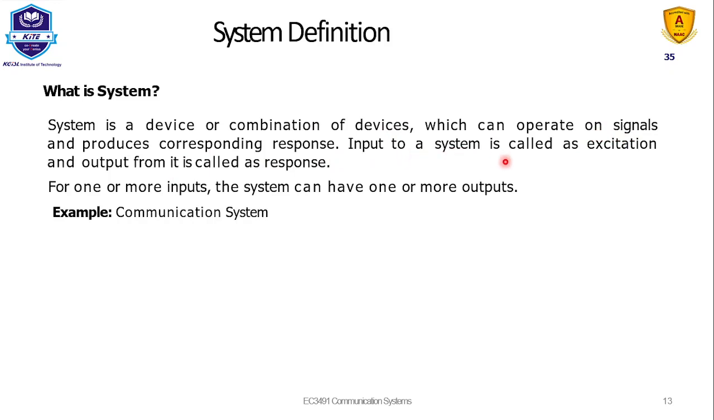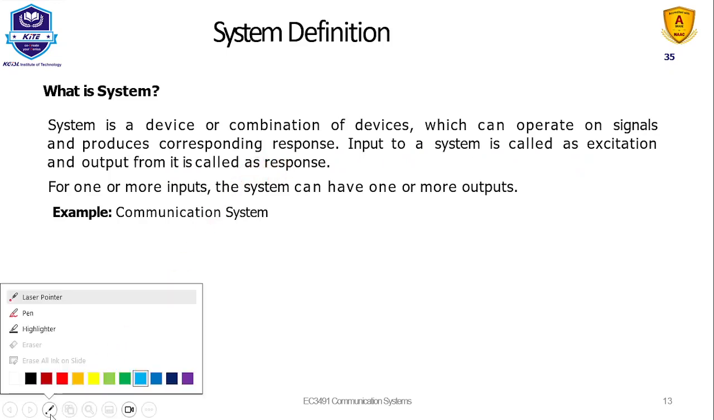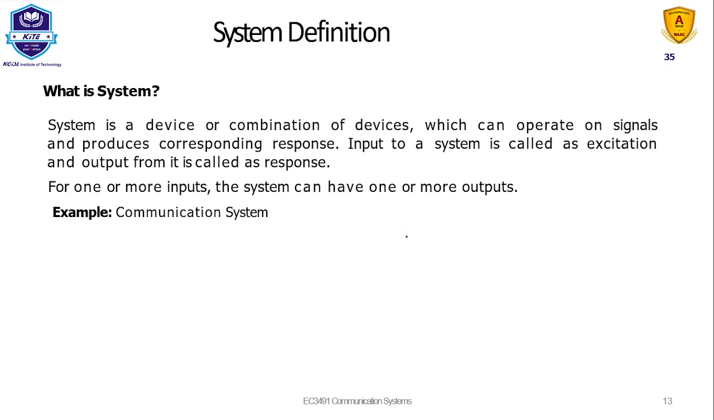So input to a system is called an excitation. It is different for each system representation hereafter, whatever you look into in the course. Now we have seen about the system. The system consists of an input and it produces an output. This is the basic understanding you must know.